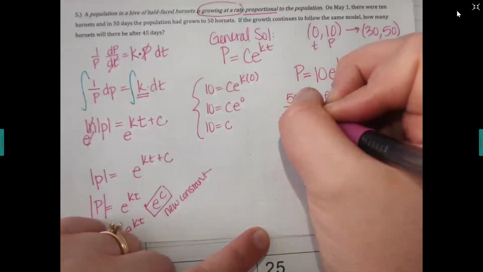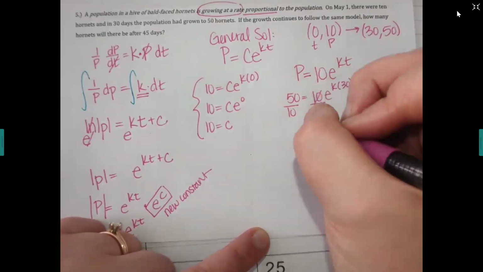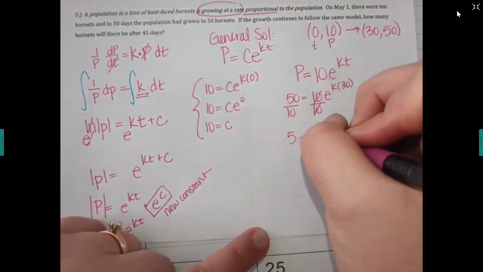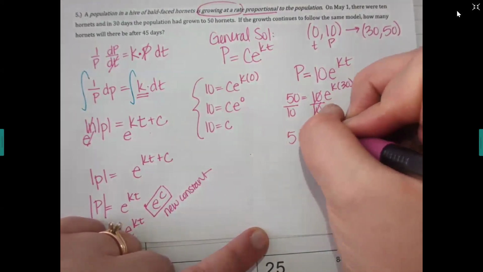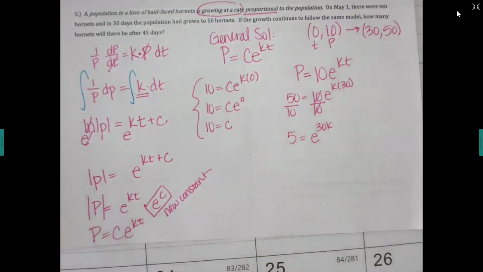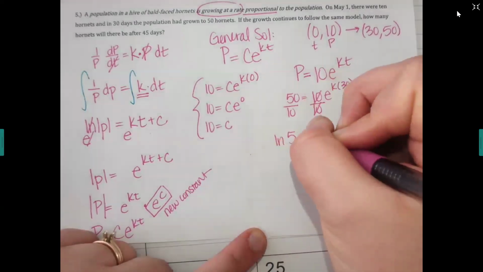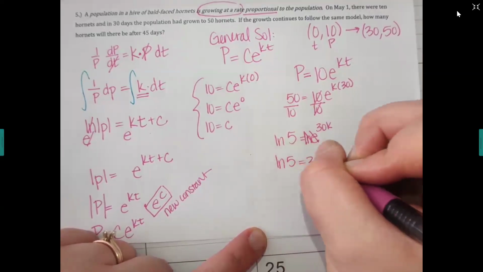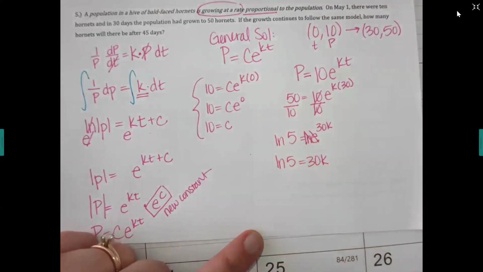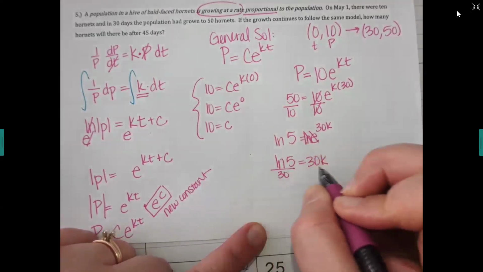Yep. Divide the 10 out of the way. What is 50 divided by 10? So I have 5 equals E to the K times 30, we're really just going to call that 30K. How do I get rid of the E? ln on both sides or natural log. So I have the ln of 5 is 30K. Last step, what would I need to do? Divide by 30.